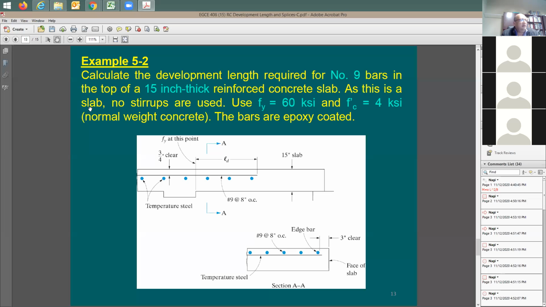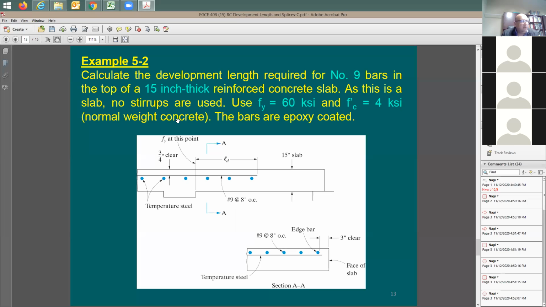It says this is a slab, no ties. Of course, no ties. I understand. I don't really need to say that, right? So you understand, in concrete slabs we don't put any ties, unless you have a special case that you need to use ties in. F sub Y is going to be 60 KSI, grade 60 rebars. Concrete is going to be 4 KSI, normal weight concrete.